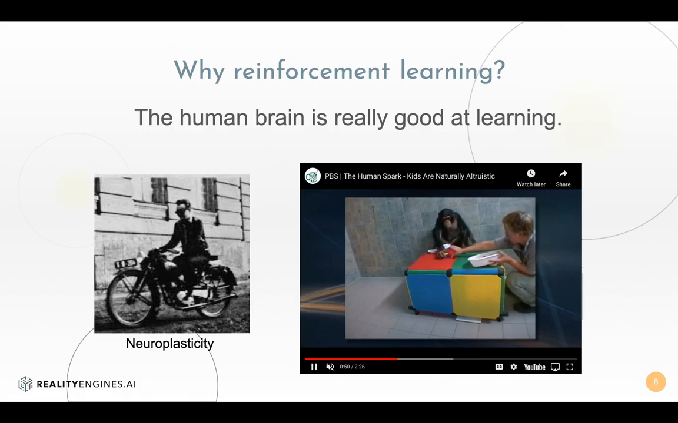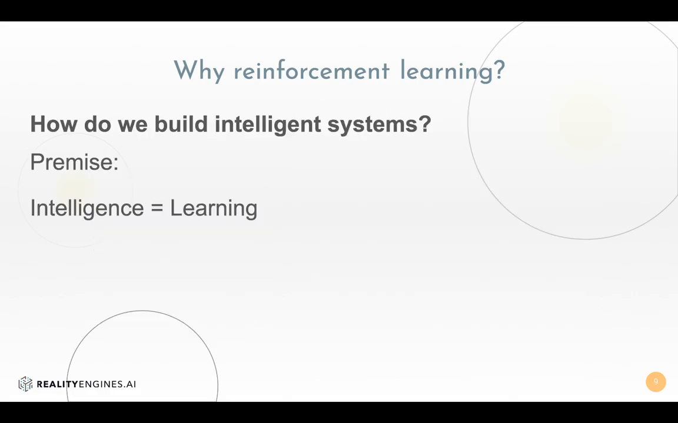So humans are really the gold standard when it comes to learning and intelligence, and this is really what we seek to mimic in reinforcement learning. So the driving question in reinforcement learning is how do we build intelligent systems? Inspired by human behavior and human intelligence, the premise is that intelligence hinges on the ability to learn.